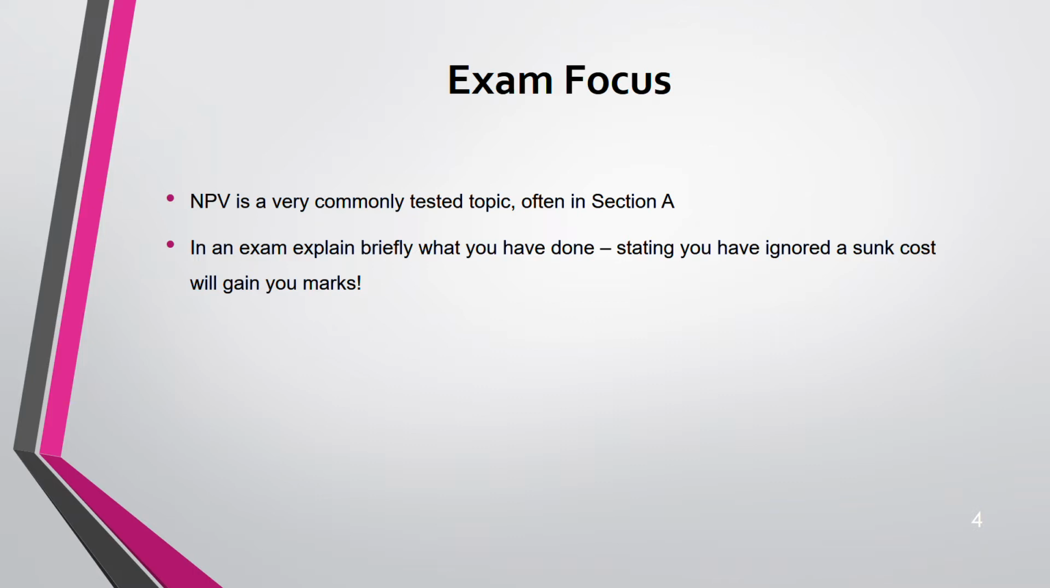You have to state that you have ignored a sunk cost, which will gain you marks. Some costs in your net present value you ignore, right? You do not include every cost. Only all the relevant costs are there. Not every cost is there in your net present value calculation. Understand that. They might give you sunk cost. Sunk cost means cost that you have already incurred in the past. Let's say research cost. You have invested in research.